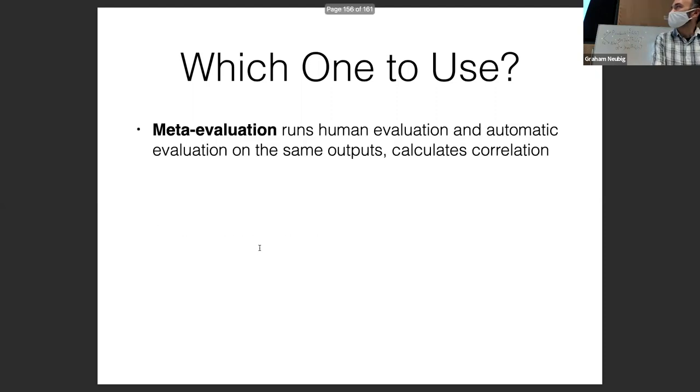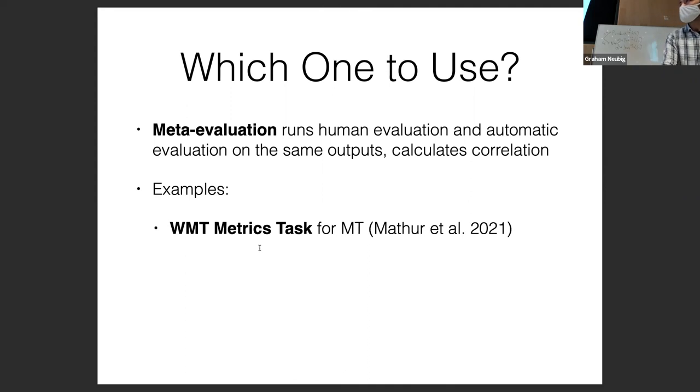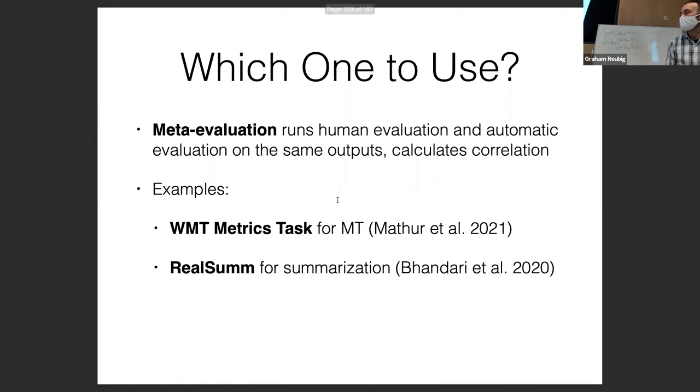So I talked a little bit about which metric to use. One thing I was saying is, this metric is better, this metric is worse, but how do I know that that's actually the case? The way I know this is because we do something called meta evaluation. This runs human evaluation and automatic evaluation on the same outputs and calculates the correlation between them. So we hope that our evaluation metric will correlate well with human evaluation, and will score things higher that humans would also score higher. Some examples for this are the WMT metrics task. This is a really wonderful task that has been done for many, many years that very extensively evaluates machine translation evaluation metrics. There are also a couple of data sets, including the RealSumm data set that we released and others for things like summarization. There are also some for dialogue response generation, et cetera.